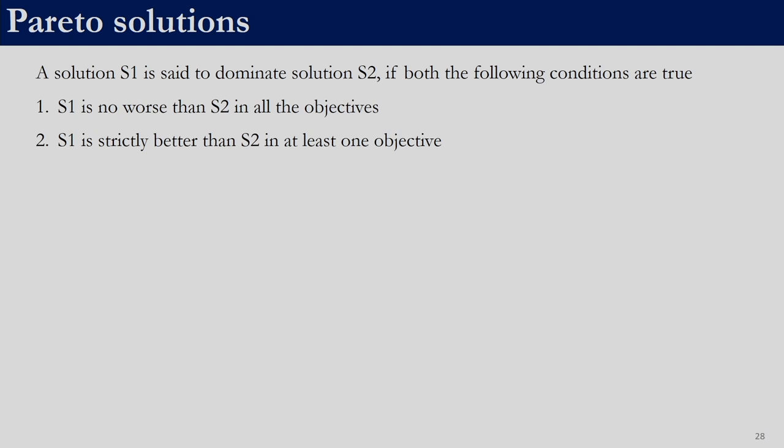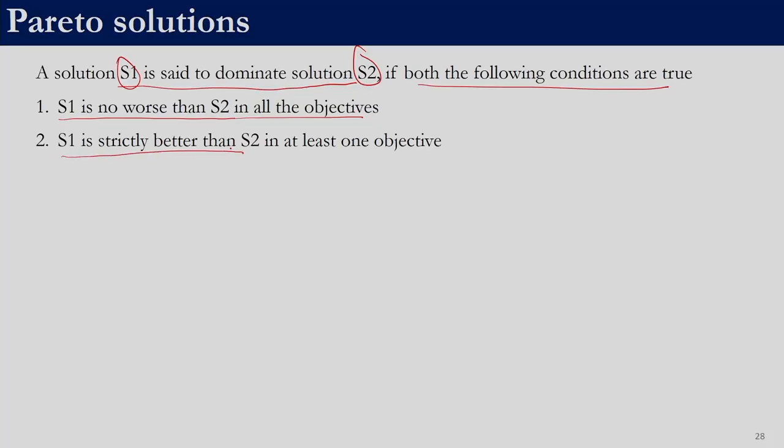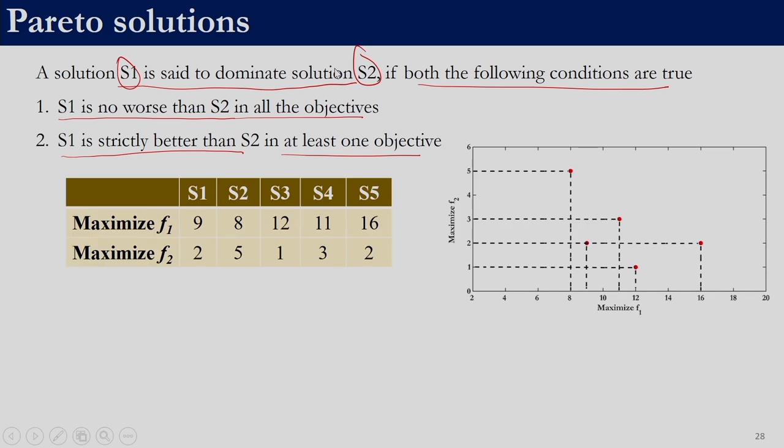Formally, we can define a Pareto solution as follows. If we have two solutions S1 and S2, S1 is said to dominate S2 if both the following conditions are true. The first condition is that S1 is not worse than S2 in any of the objectives, and the second is that S1 has to be strictly better than S2 in at least one of the objectives, right? Only then can we say S1 is dominating the solution S2.